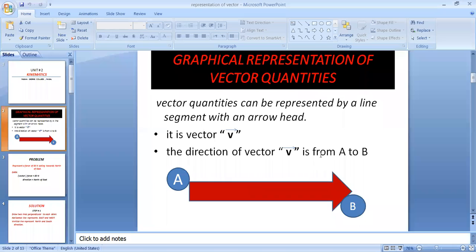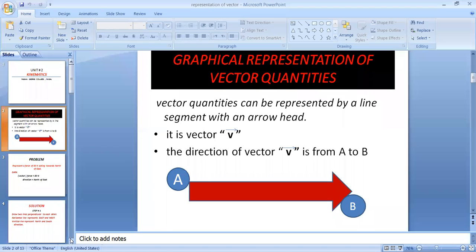For example, the arrowhead is showing the direction, for example, A to B. It means the direction of the vector quantity is from A to B. If it is written as B to A, it means the direction of the vector is from B to A. Keep it in your mind. This is a point to remember.